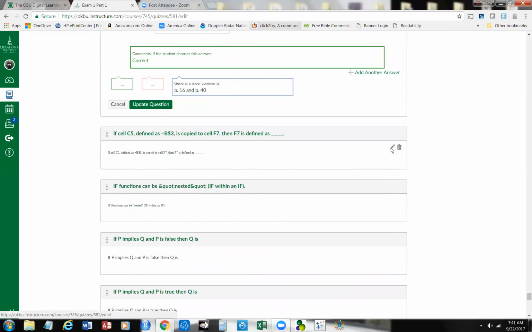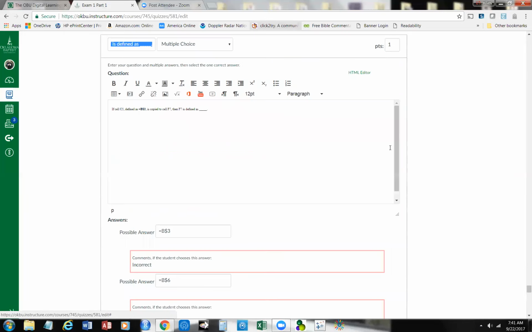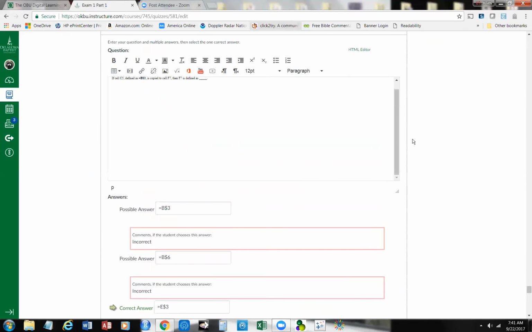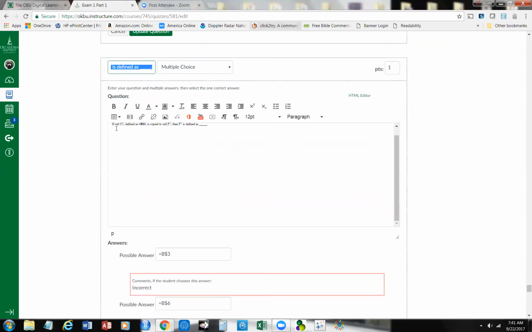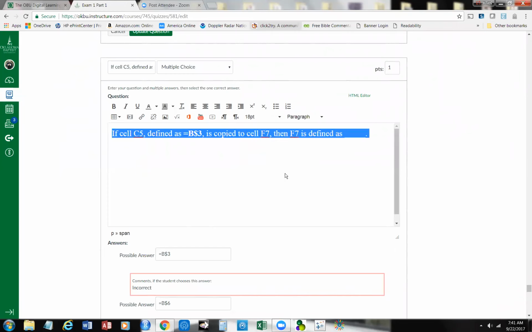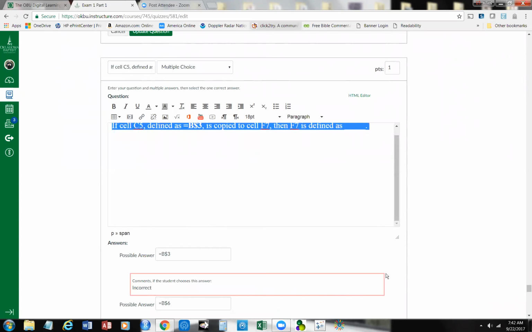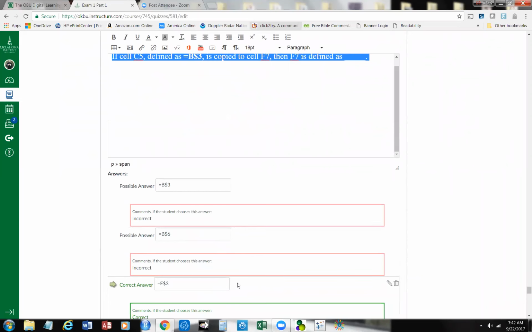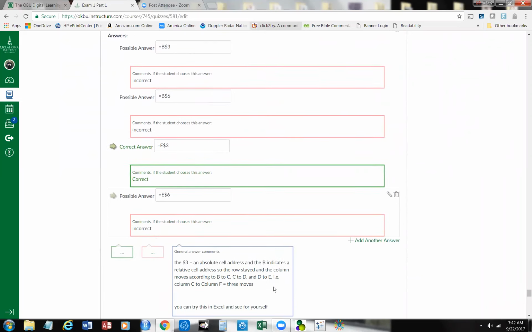Now, here's another. And pages 16 and 40 in the Solvent book are really where you need to take a look about this. Let's take this, like that, a little bit bigger, so you can see it. If cell C5, defined as B3, is copied to cell F7, and F7 is defined as what? Well, let's go down here. And it's E3. Okay. Now, here's the answer.